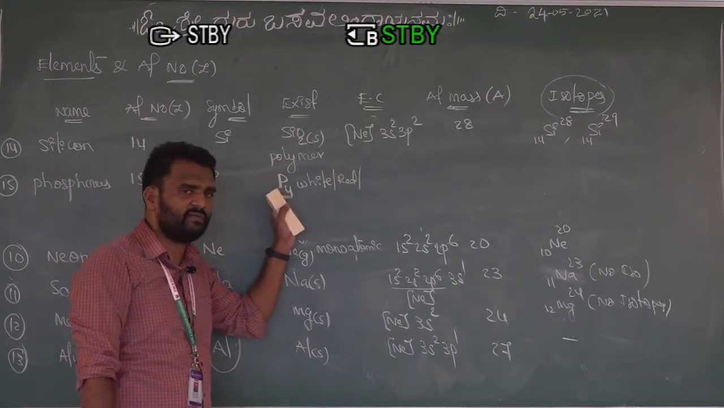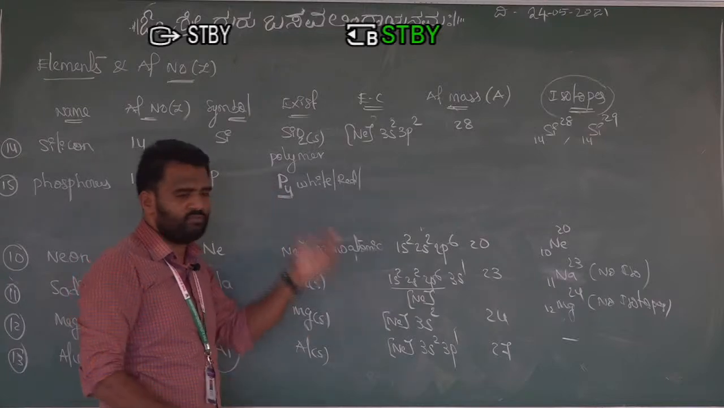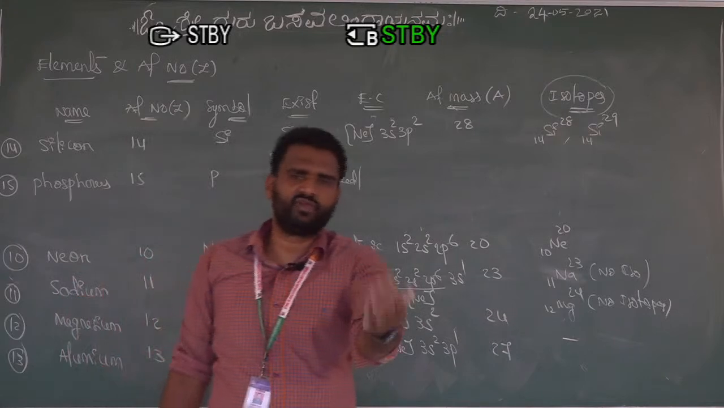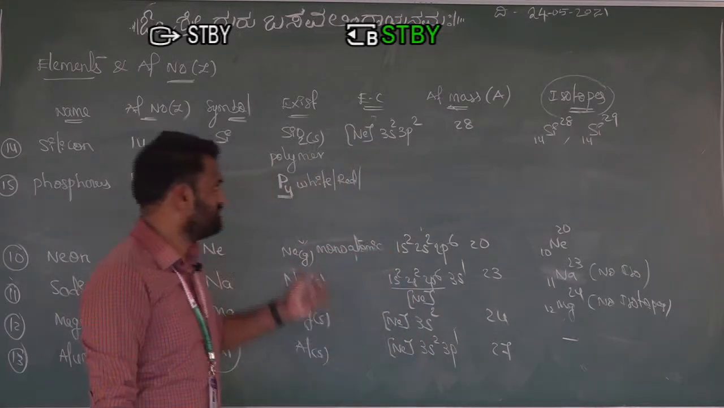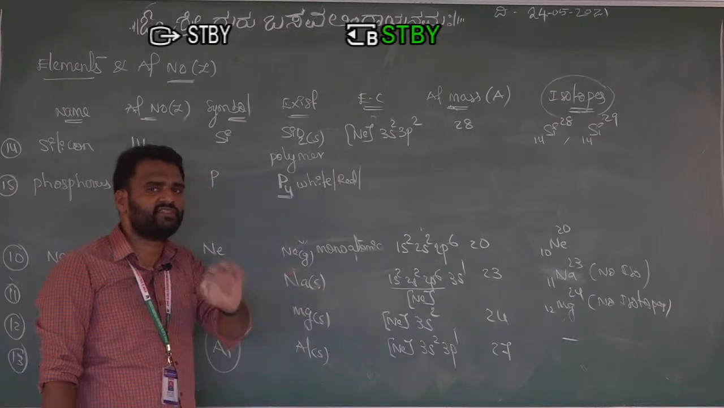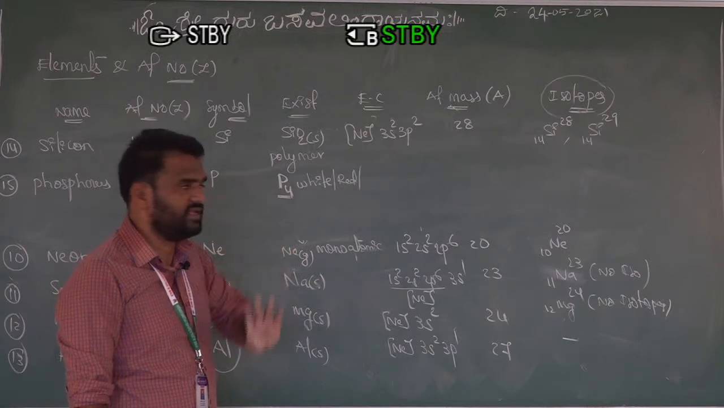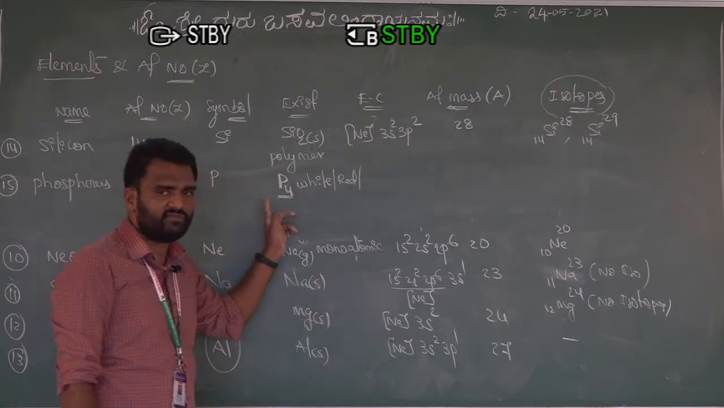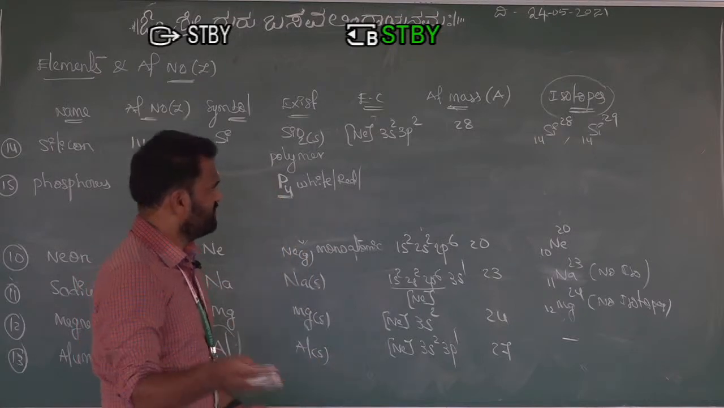White phosphorus is one important compound. For example, if you put white phosphorus in the open atmosphere, after just 4 or 5 minutes you will definitely get fire. So you can do magic: you can create fire without lighting any matchstick. Why? Because it is highly unstable and very reactive with oxygen.